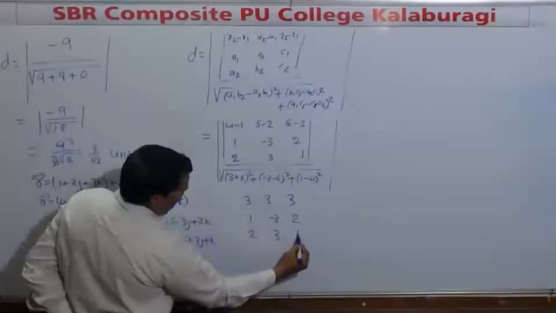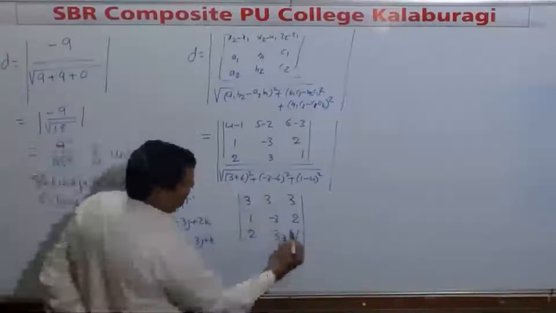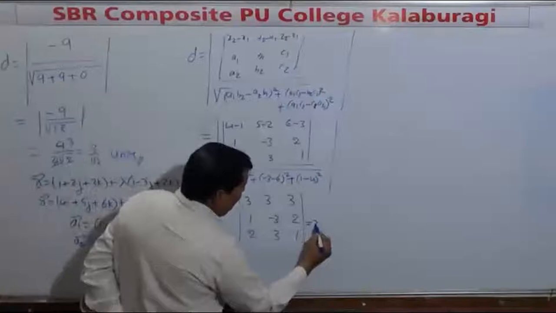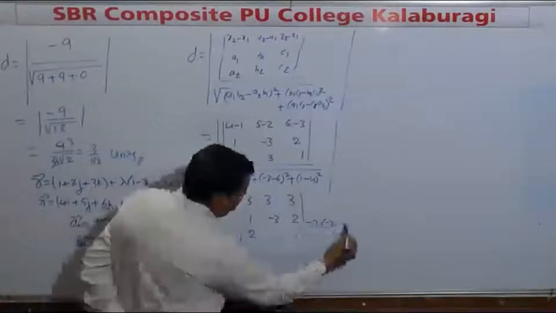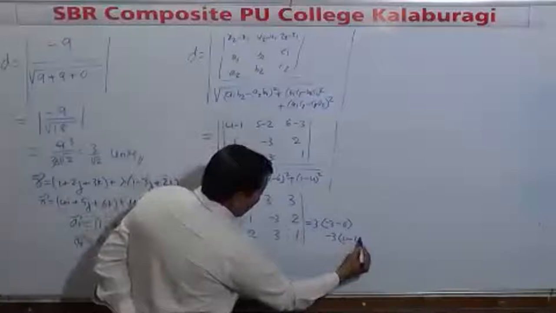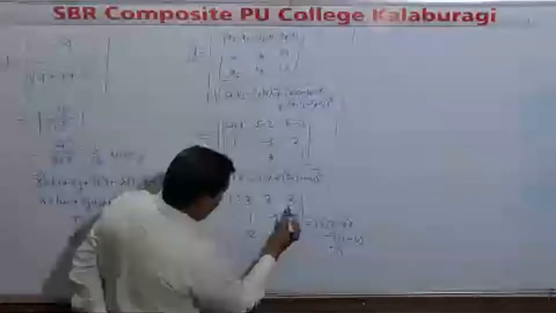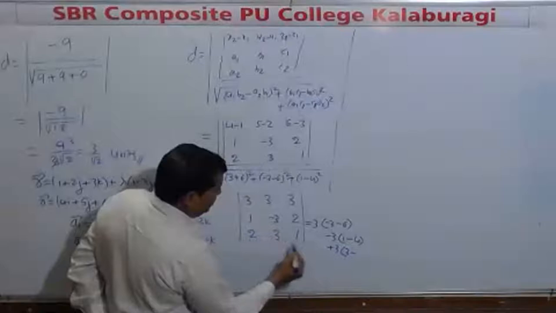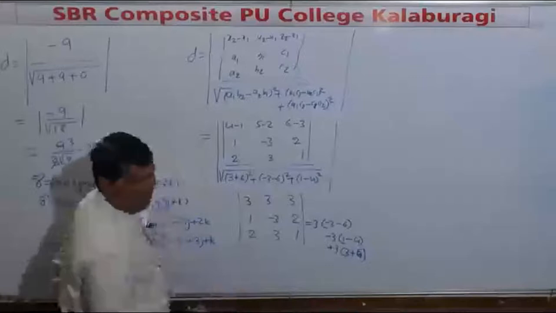Okay, for evaluating the determinant, you know that already. So 3 into the bracket, minus 3 times minus 3 minus 2 is 6. Second term, minus 3, into 1 times 1 minus 2 times 4. Next, plus 3 into 3 times 1 minus 3 times 6, minus 6, this becomes plus 6.